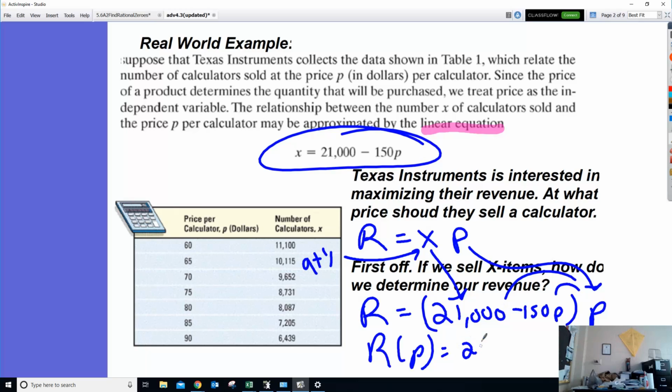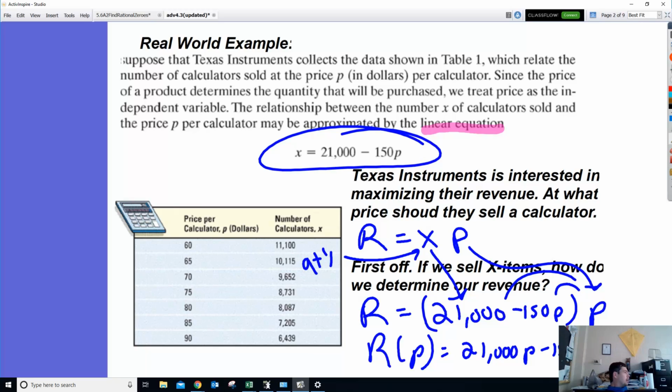Distribute in: 21,000 P minus 150 P squared. We talked about stuff like that in section 3.6 maybe, which y'all didn't like. 3.6 was the modeling section. Nobody ever likes that stuff. Now that's not written in terms of X, but it's going to do the job. We can go back and figure out what X is. The question here was, at what price should they sell a calculator?